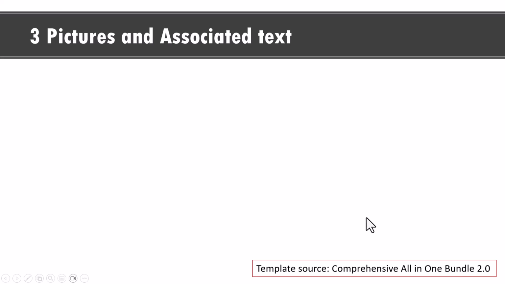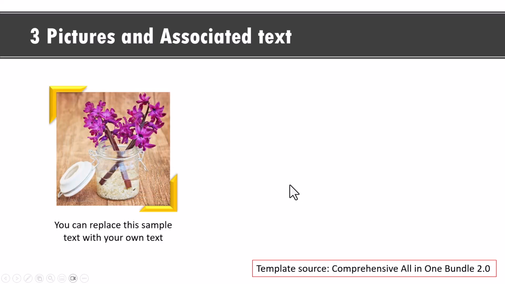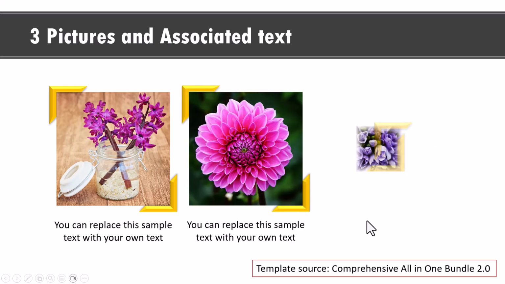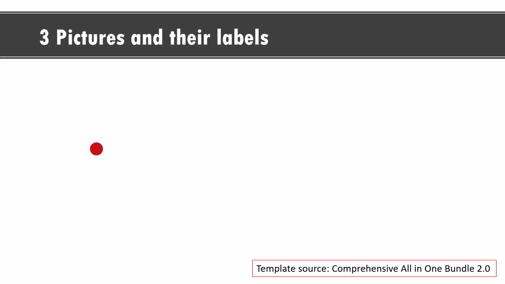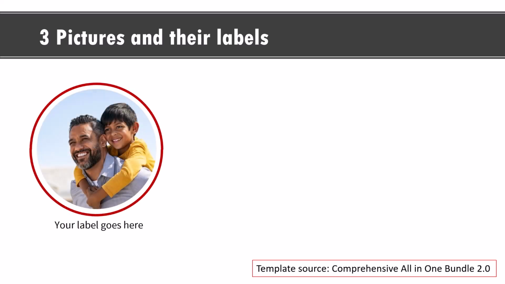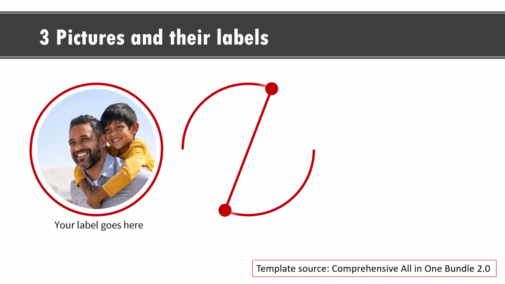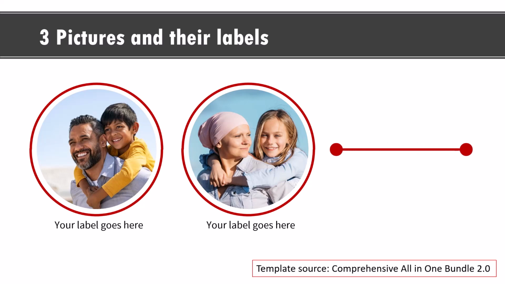Now, when it comes to revealing pictures and the associated text, there can be a lot of variations. See, this is another variation of the same effect, but done in a different way. Another alternative to show pictures and their labels is like this. This is a little bit more advanced version. You can see that there are a lot of animation events involved.